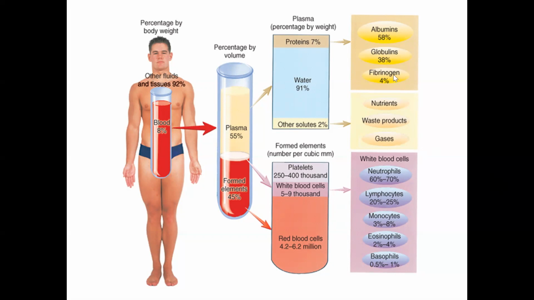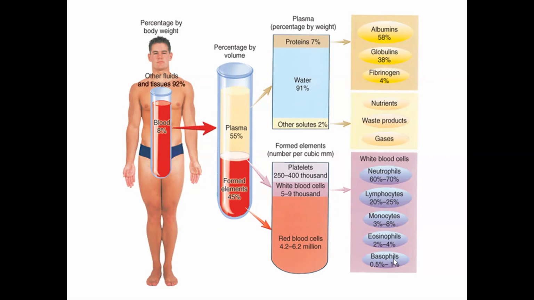And I really don't think you should memorize the percentages of albumin or globulins or fibrinogens. But I'd like you to know the percentage of white blood cells, because these are important. These are clinically important. The values or the percentages of white blood cell categories: neutrophils, lymphocytes, monocytes, eosinophils, and basophils.